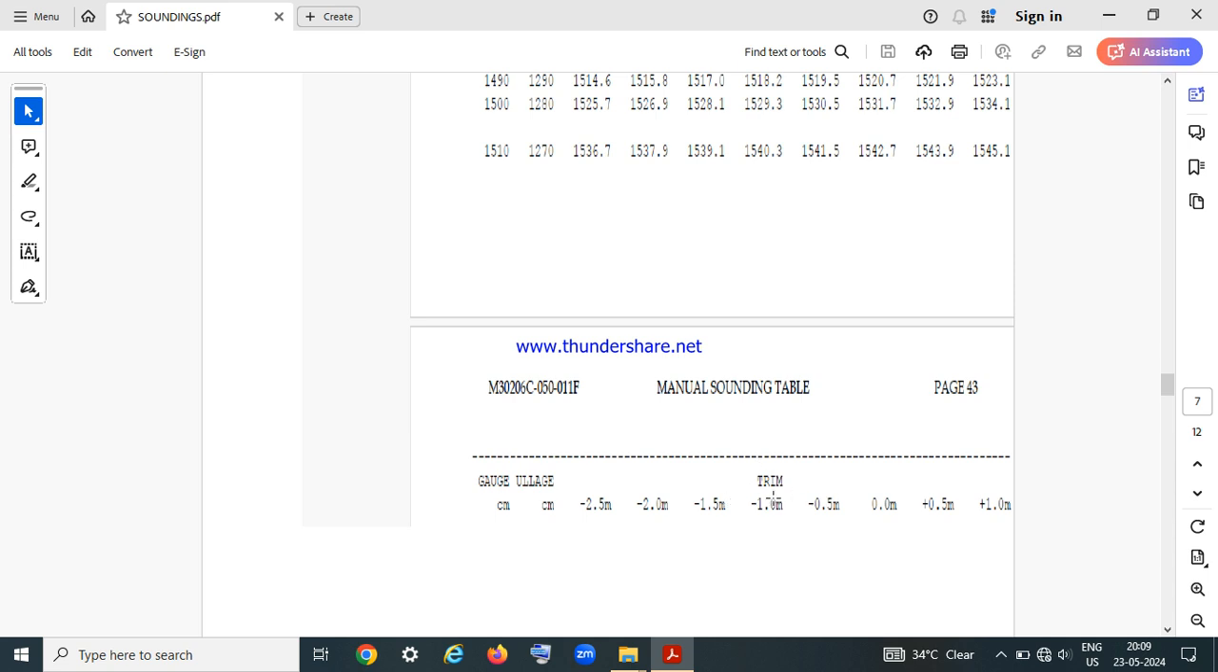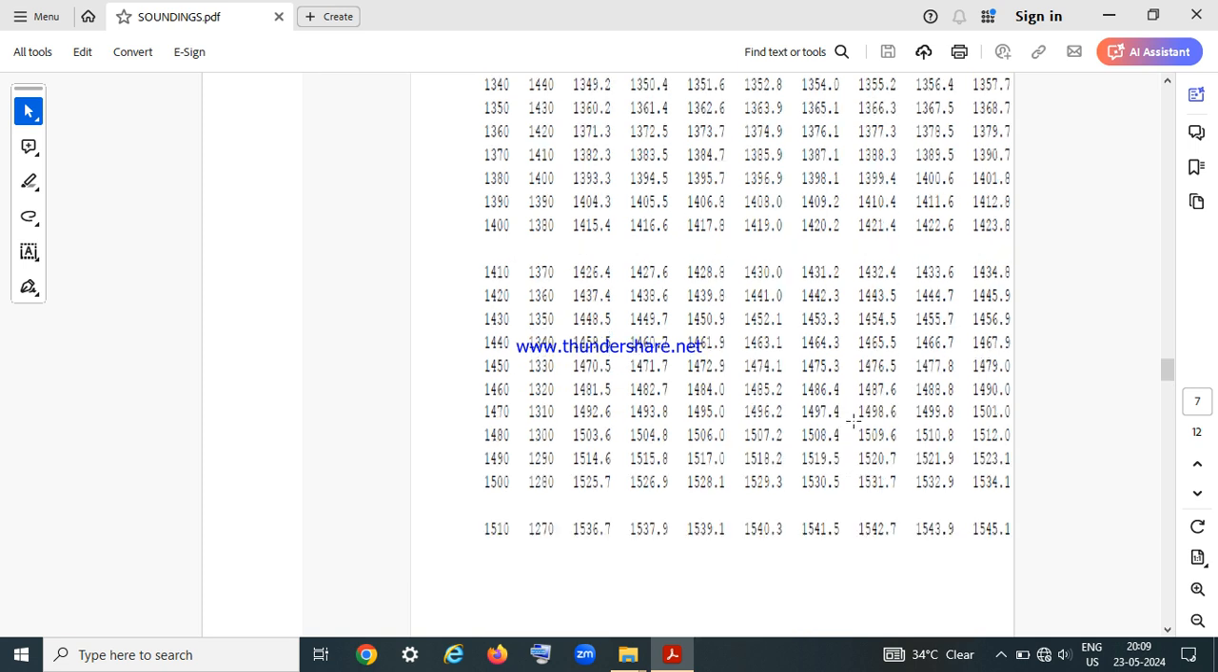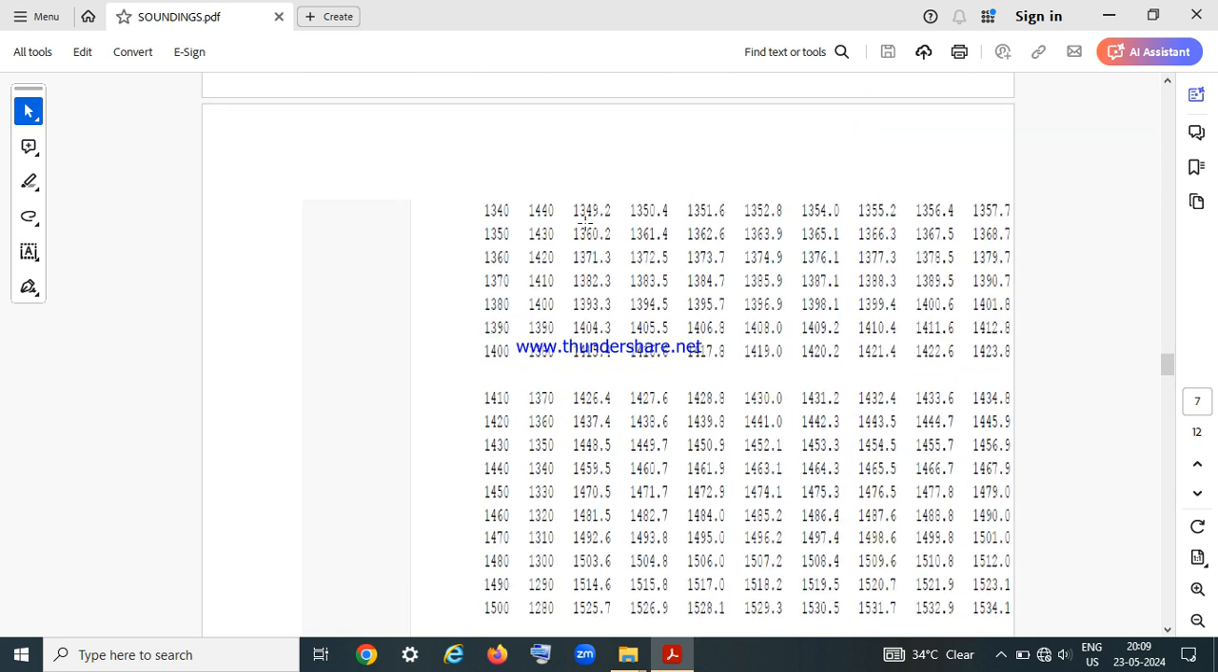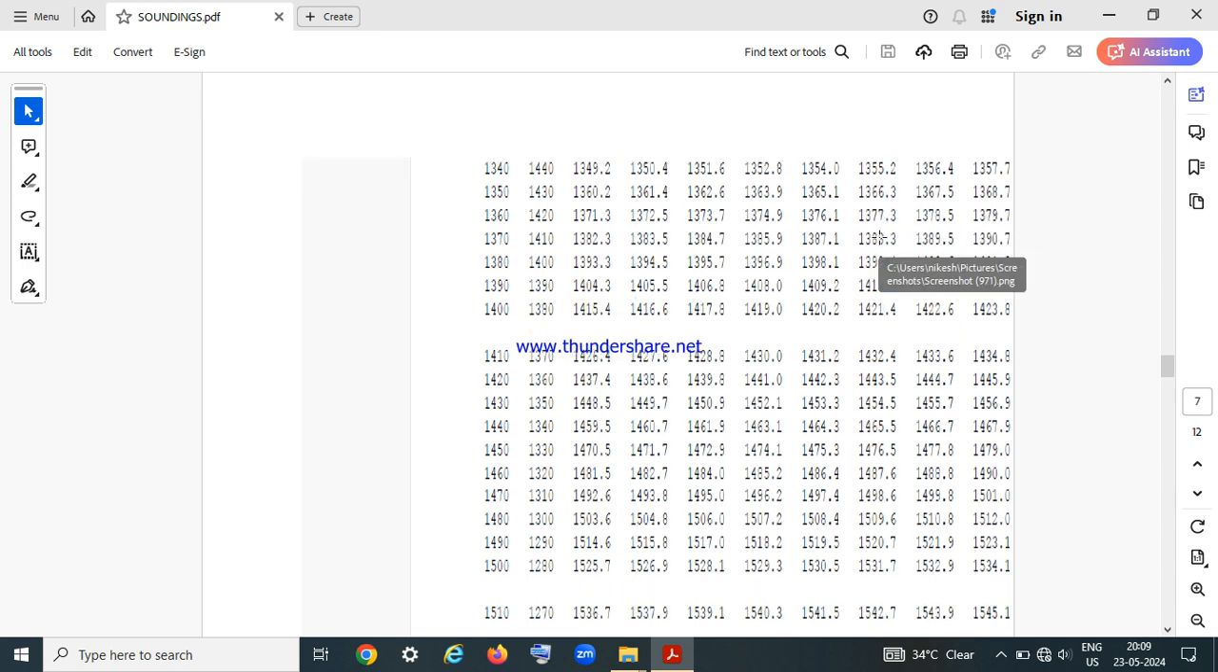If trim is negative, then you will take these values as per that trim. But here we have 0 trim. So for 0 trim and at 1350, our value is 1366.3 meter cube. When you fill in this value, or there is some table, from there you can find the value that we have this much meter cube, and we can calculate.